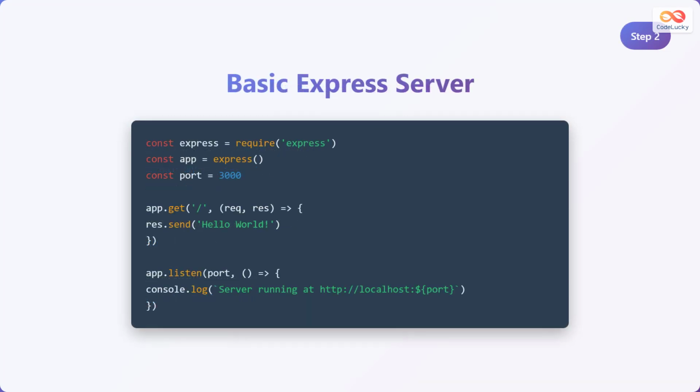Now let's write some code to create a basic Express server. First, we require Express, then create an Express application instance. We define the port as 3000. Then we use app.get to define a route handler for GET requests to the root path. The handler function takes a request and response object and sends the Hello World message back to the client. Finally, we start the server using app.listen, telling it to listen for connections on port 3000.